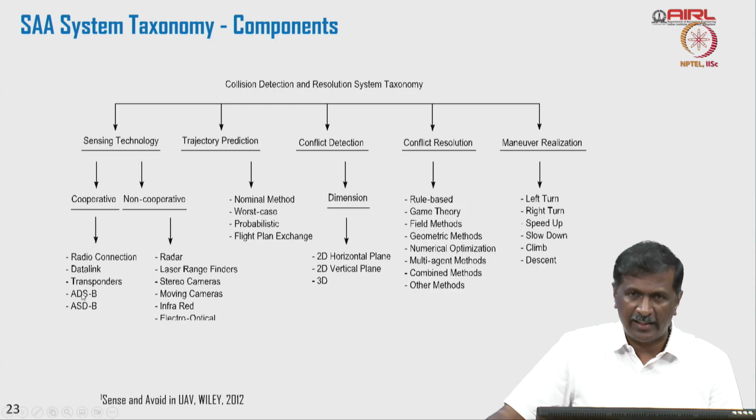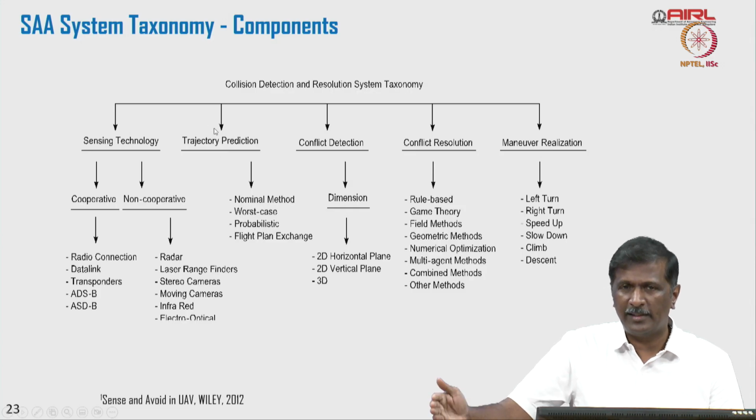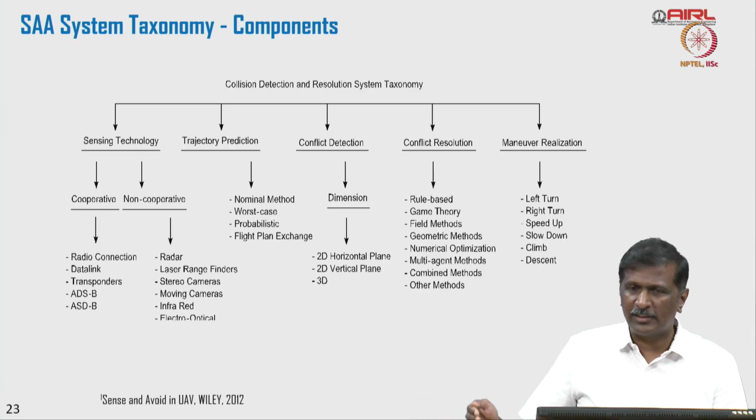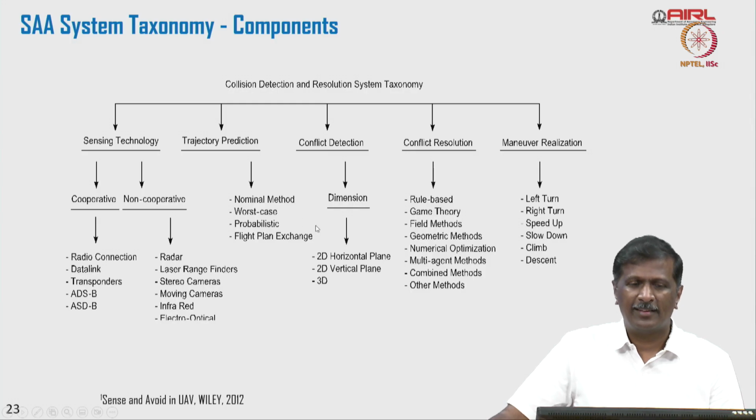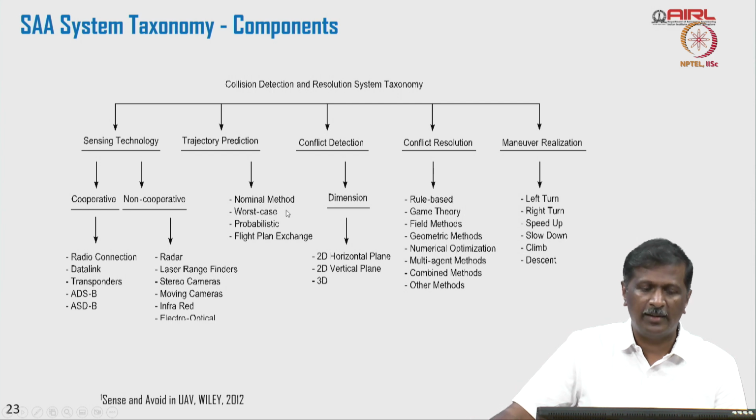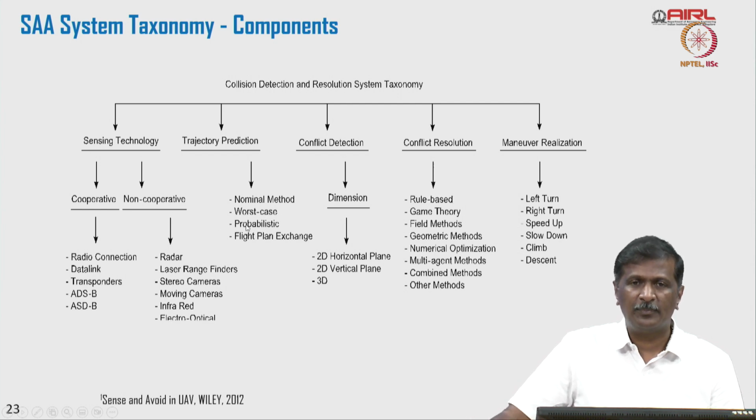Once you have a sensor to detect the target, of course you need an algorithm to determine from the sensor whether it's a target or not, right? Once you do that, you need a very important component called trajectory prediction. I keep detecting the target and continue to get the target location. I may have to predict the trajectory of the target. I can use a nominal method, simple, where I put a straight line, or I can use a worst-case method, or I can use a probabilistic sense, or I can use a flight plan exchange if it's a cooperative target.